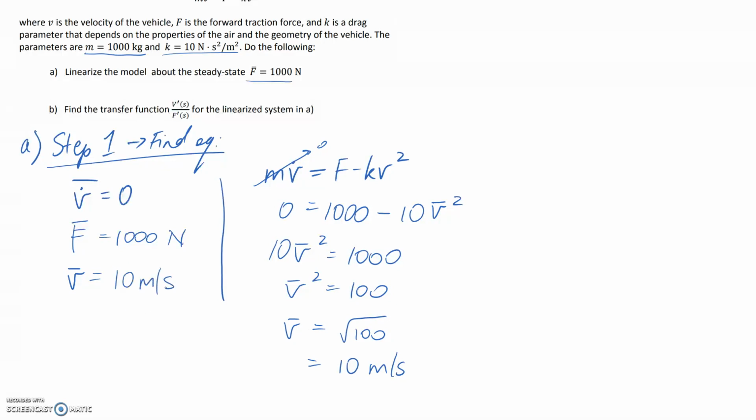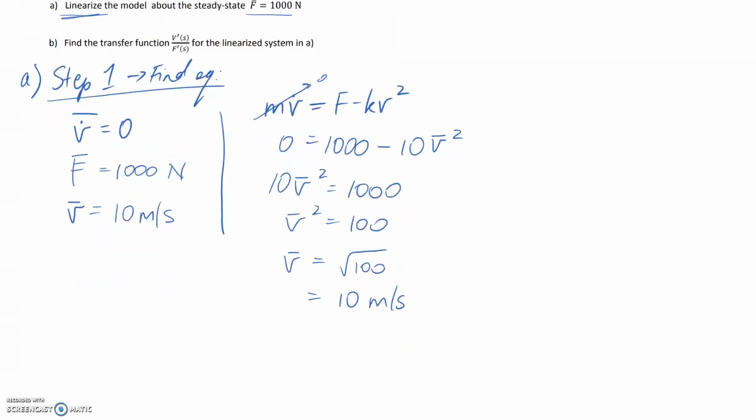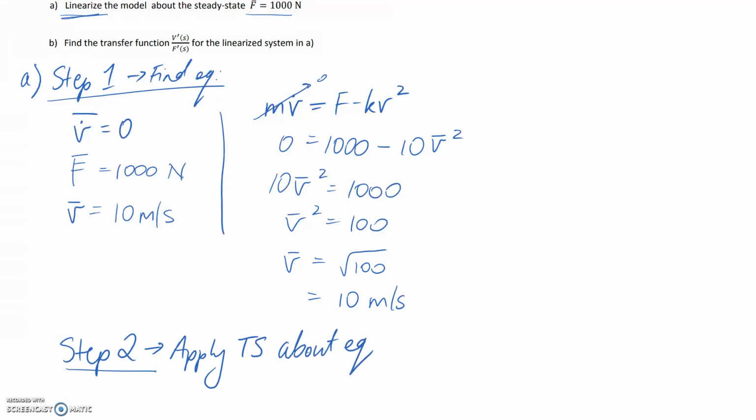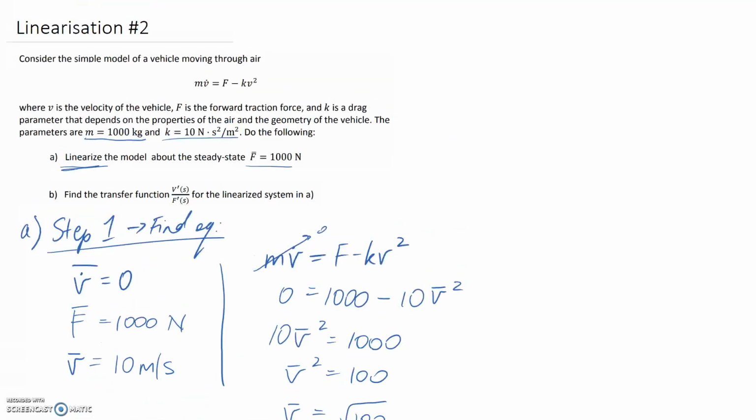So now that we've done that, we want to try and do the linearization part where we apply Taylor series. So let's call that step 2. So apply, I'll put TS for Taylor series, and it's about our equilibrium position that we've just identified. Alright, so going back up to our question, the only part that really needs to be linearized is this kv squared part, okay? It's the v squared that's not linear.